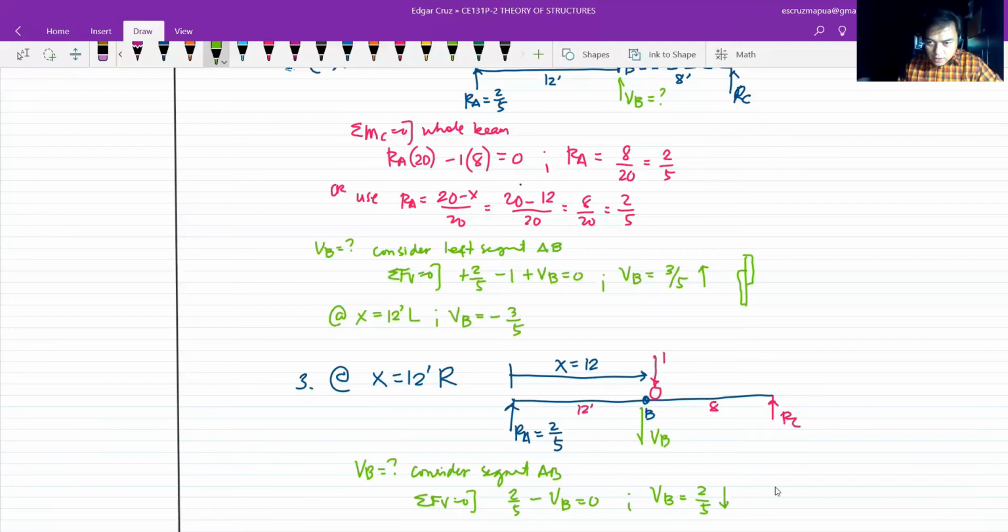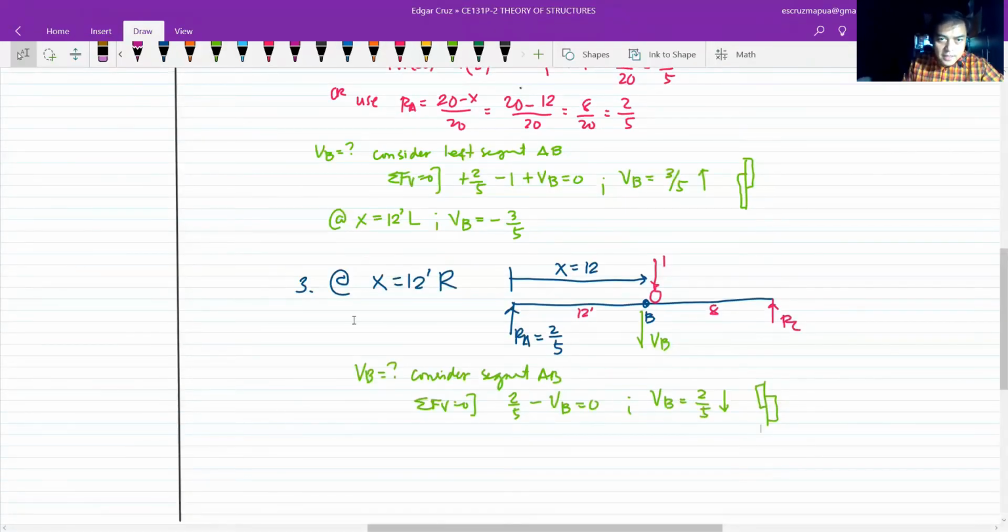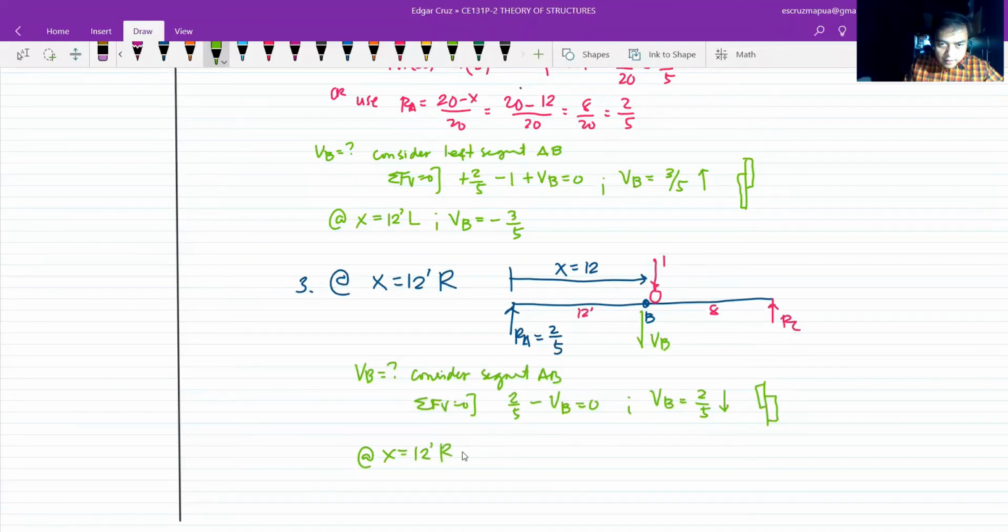Ano ang tamang convention ng sign kapag ganun yung shear natin? Ganyan. Diba? Bumaba yung shear sa B. So that is clockwise, diba? Clockwise. So that means at x equals 12 feet sa right side, ang shear natin sa B, ang totoong sign niya would be clockwise. So positive 2/5. Okay? So yan na yung shear naman at x equals to 12 feet right side.